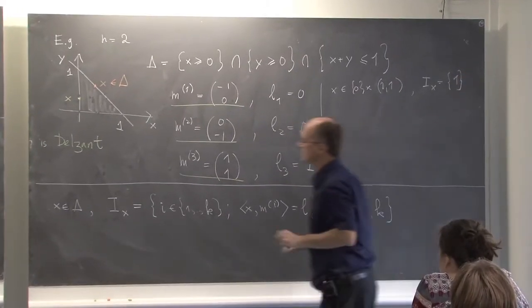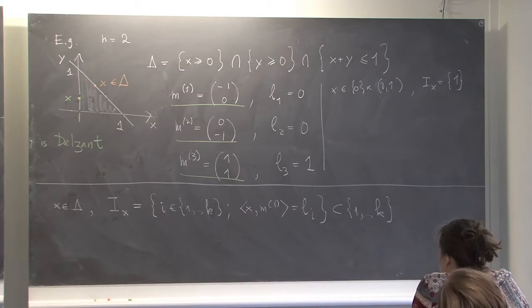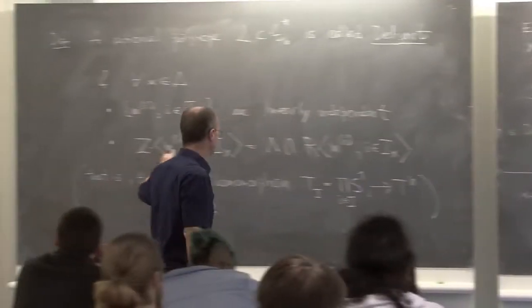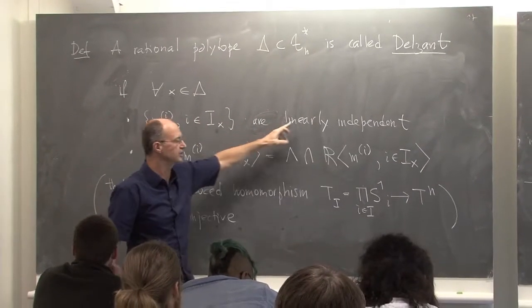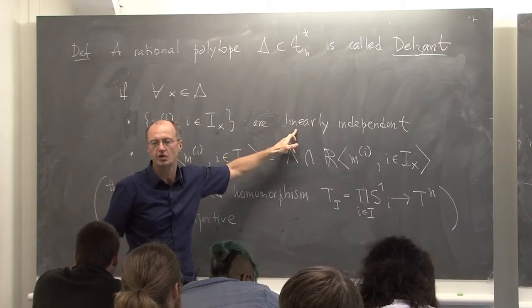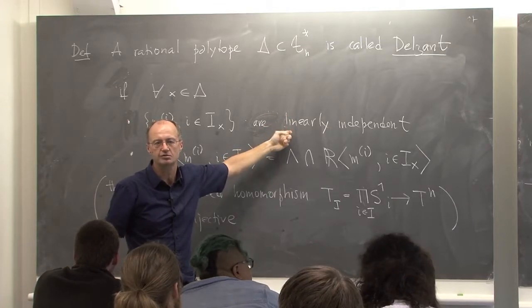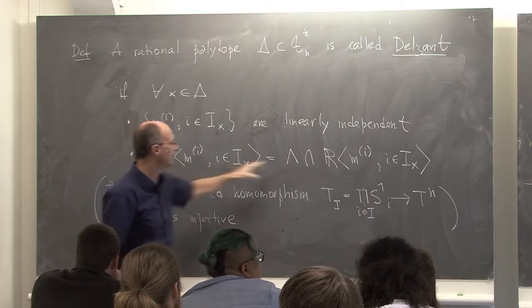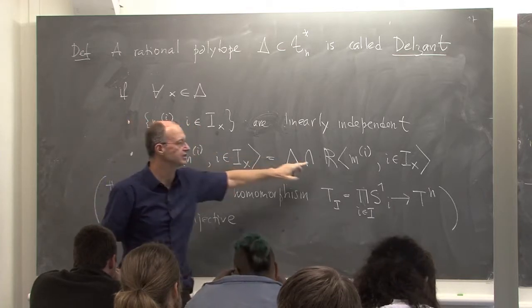So that's this index. So there is actually just one vector. Of course, now the linear independence condition is void. This vector is non-zero, so there is no linear independence. Now, what about this condition?